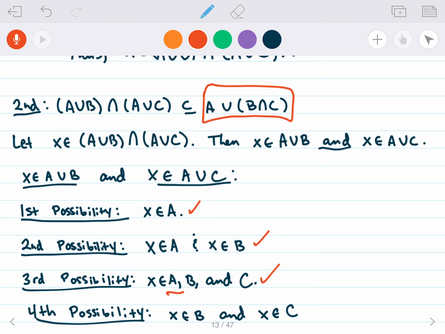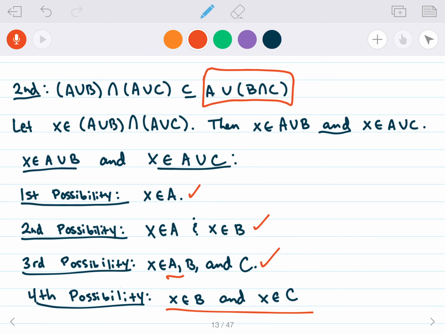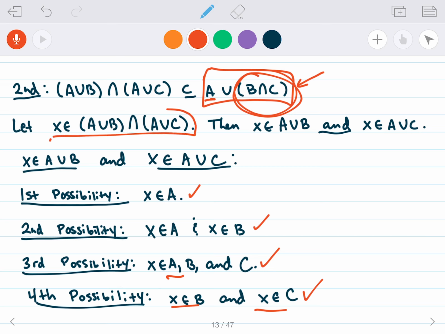Same thing here. A's in it, bam. So if A isn't involved and your element is just in B and C, well, it's going to be in this set as well because this is A or this intersection. And being in B and C means that it's in this intersection. So it can be in either set, right? That's what that union means. So this qualifies as well. And so we're done here. We've exhausted all possibilities for X being in this set right here, and we've concluded that X lands in this set right here.